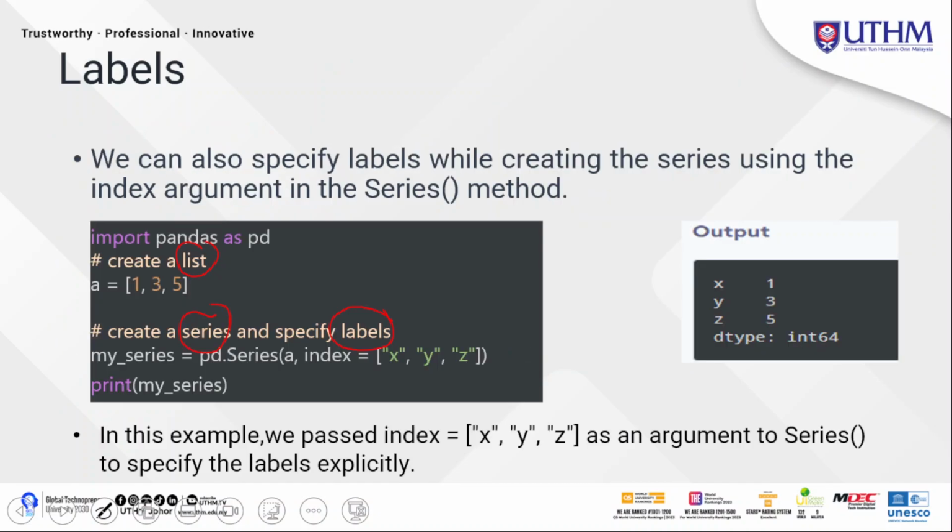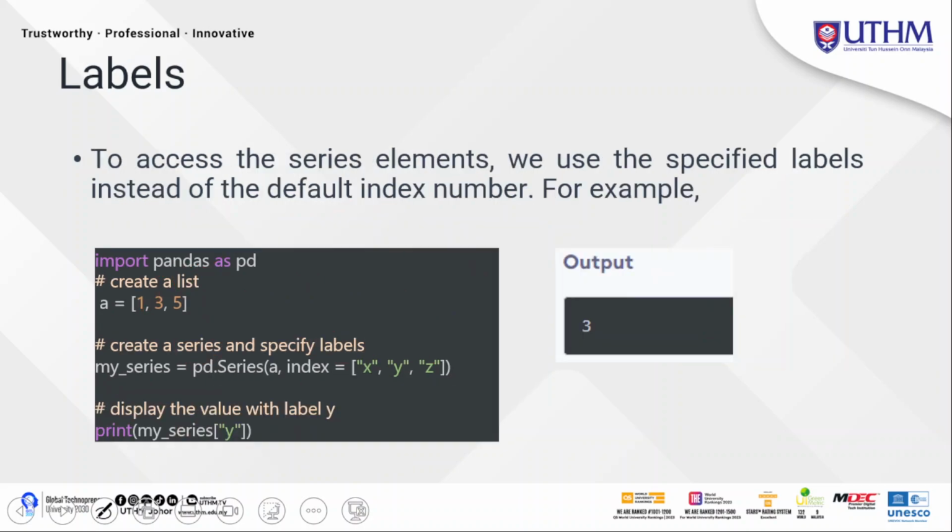But in case you want to create a series with your own label or own index, you can declare it. How are we going to declare? Using this method, pd.Series a, comma, index equal to x, y, z. This means that x will be referring to 1, y will be referring to 3, and the last one, z will be referring to 5. So you can see that x is 1, y is 3, z is 5.